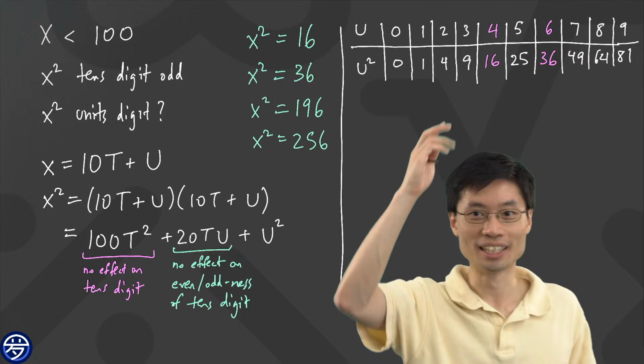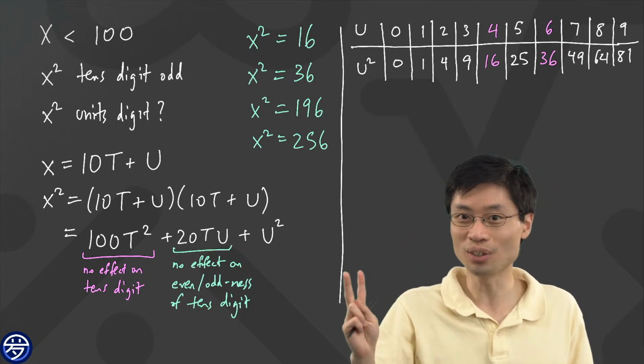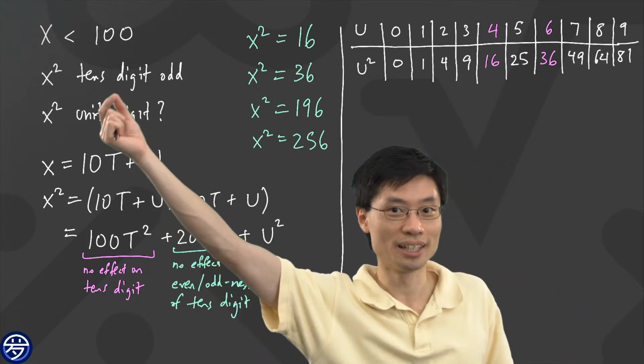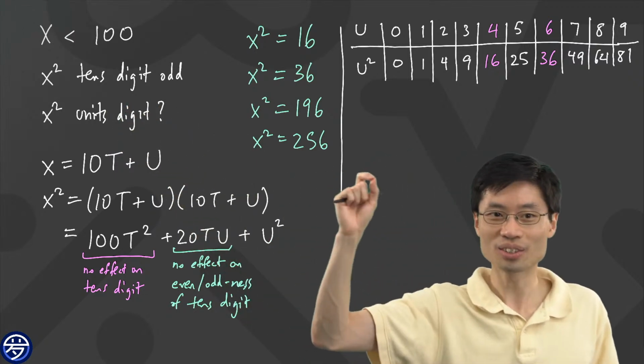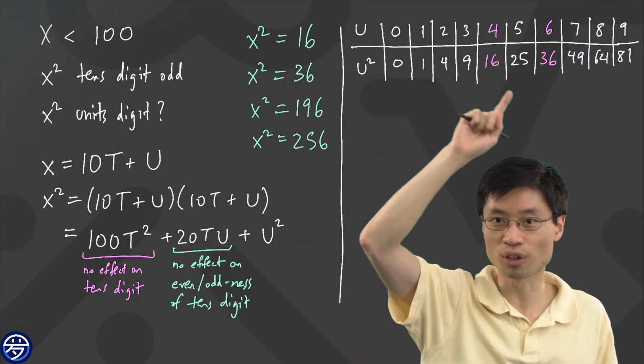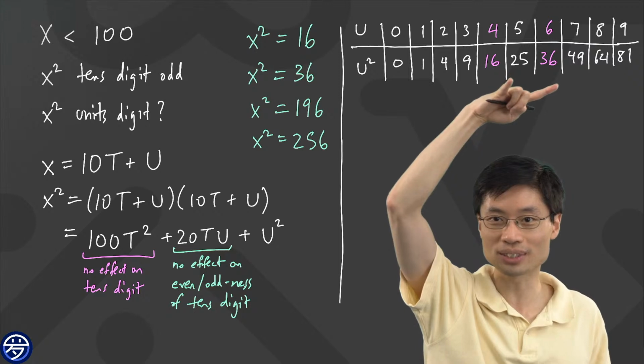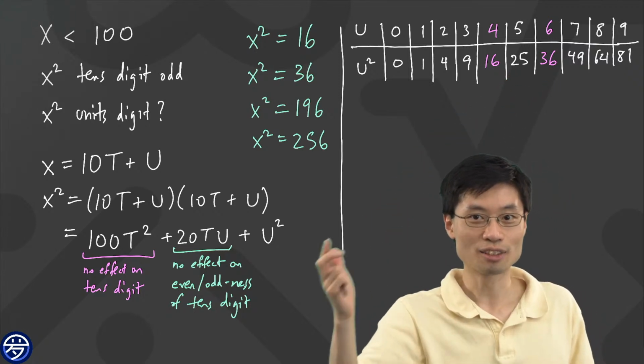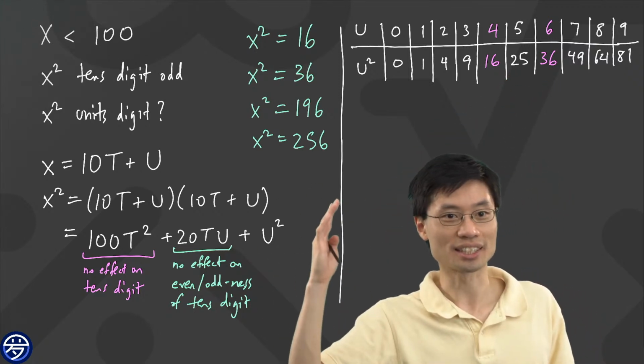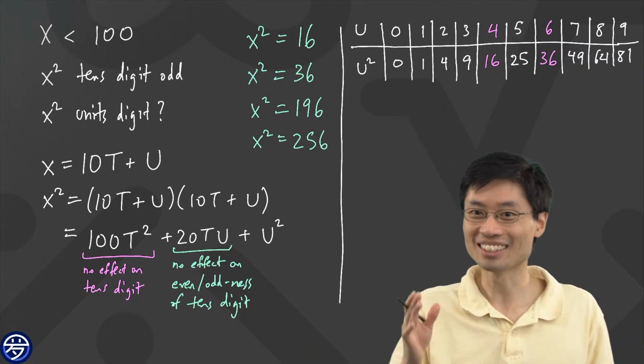But if you look at this, there are only 2 choices for u which could possibly give me an odd tens digit. The only way is if u is equal to 4 or 6. But in both of those cases, I get a 6 for the units digit. So the answer is 6. Amazing! Okay, I learned something today.